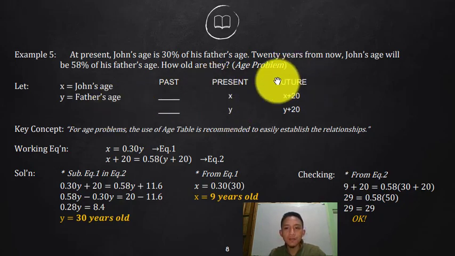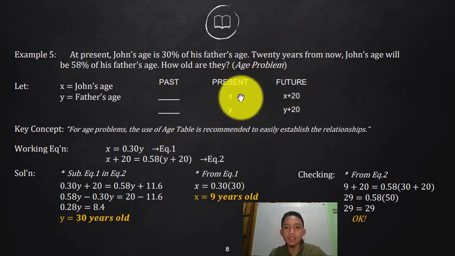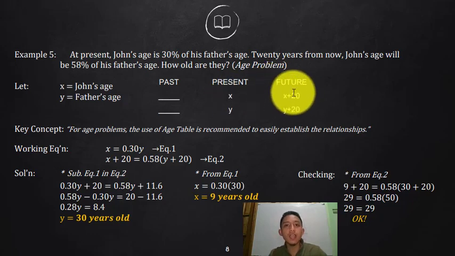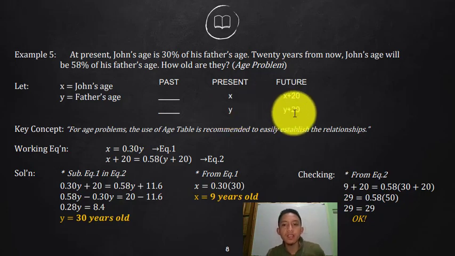In the future, what future are we talking about? After 20 years. So what will happen with their ages? For John, x plus 20, that is his age after 20 years. And for father, y plus 20, that is also the age of father after 20 years.